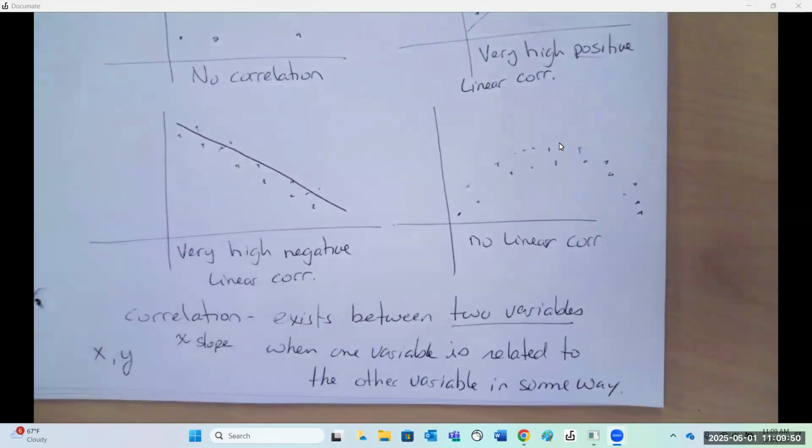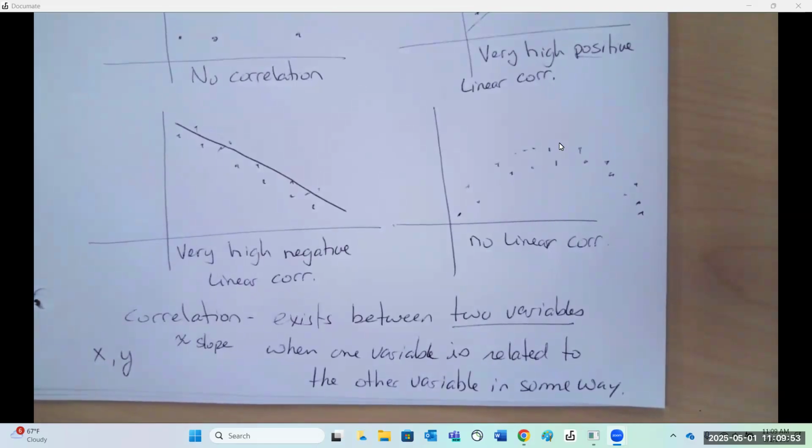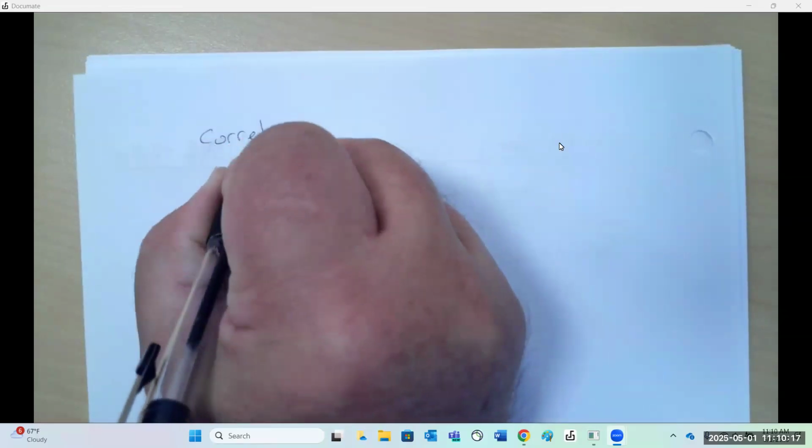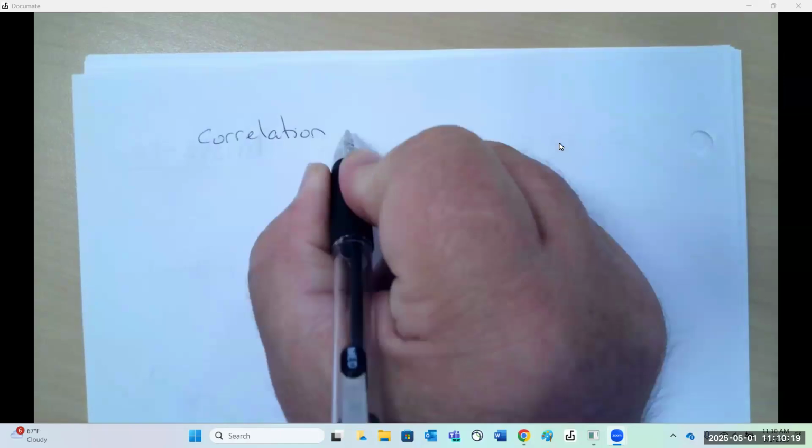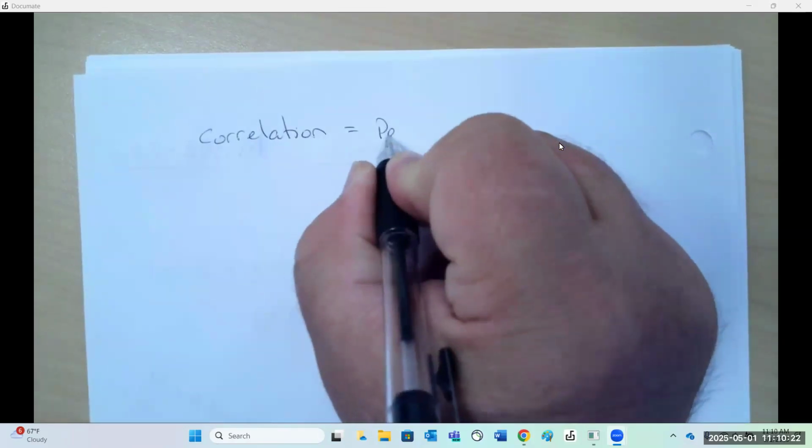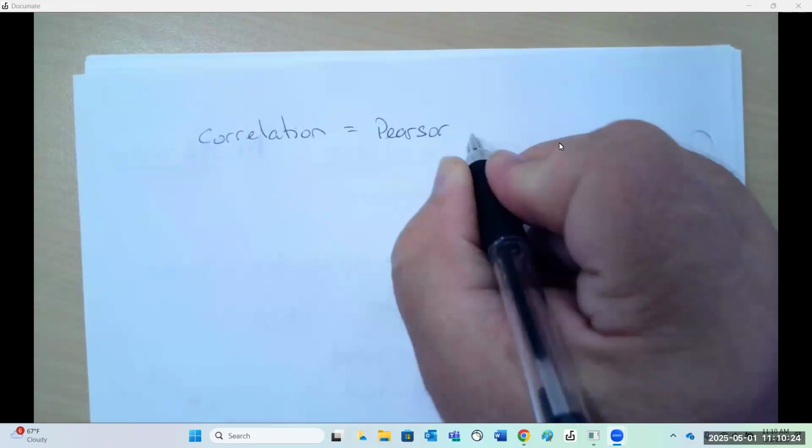Does that mean the x and y values are not related in some way? No. It just means that they don't form a linear correlation. They could be quadratic, they could be cubic, they could have some other types of correlation that goes to it. So when we talk about correlation, what we use here is called the Pearson R value.